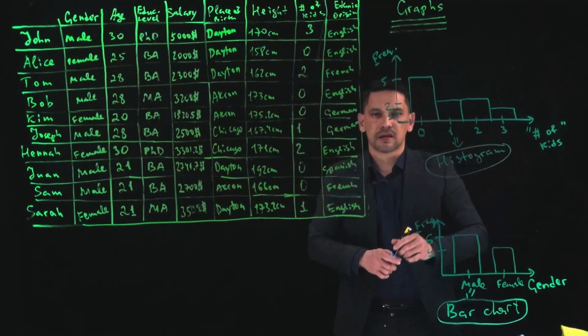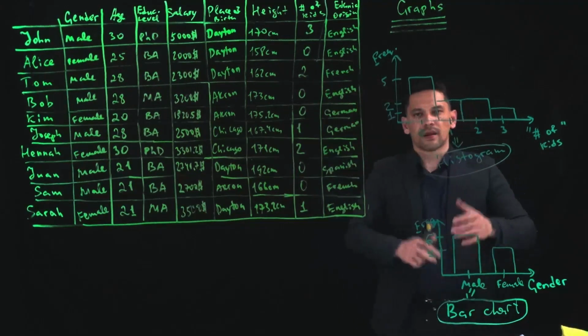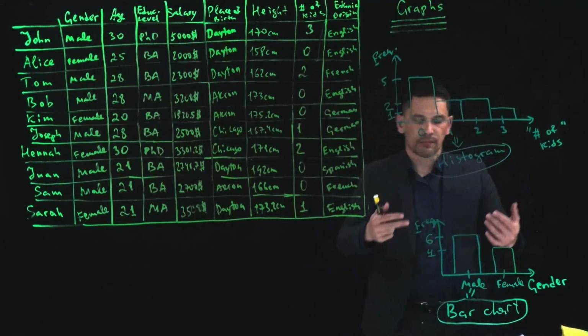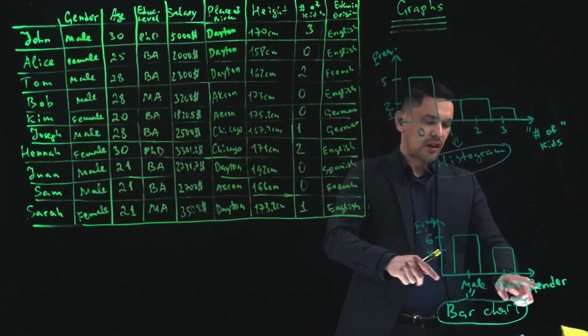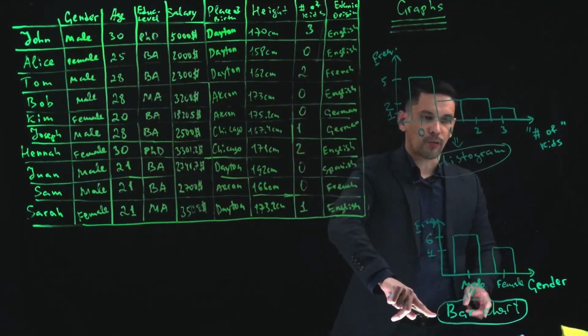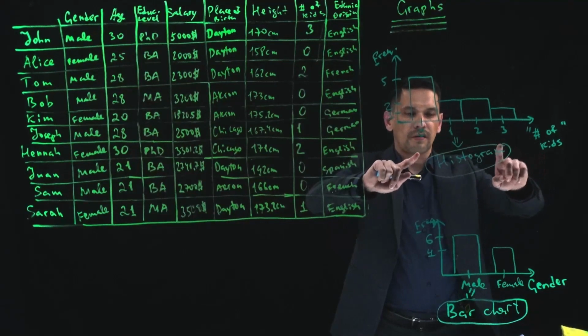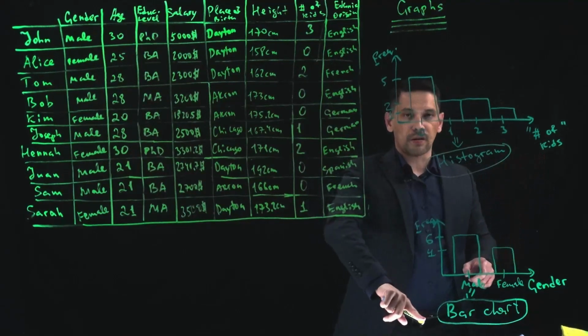Now, what's a histogram? A histogram is basically a graph that shows a quantitative variable, okay? Please remember that a graph that shows a categorical variable is called a bar chart, whereas a graph that shows a quantitative variable is called a histogram. That's the basic difference between a histogram and a bar chart.